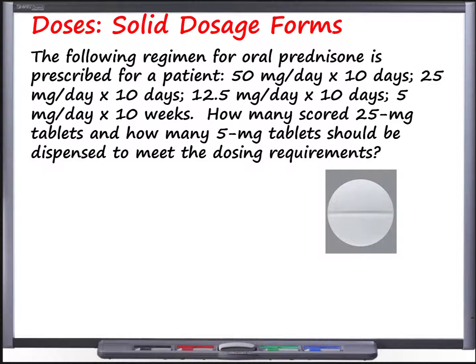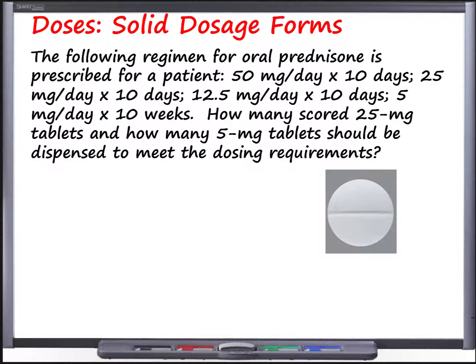The specifics of this question read that the following regimen for oral prednisone is prescribed for a patient. It starts with 50 milligrams daily for 10 days, then decreases to 25 milligrams daily for 10 days, then 12.5 milligrams daily for 10 days, and then 5 milligrams a day for 10 weeks. So that is the regimen. How are we going to dispense medications that would allow the patient to be treated in that way?